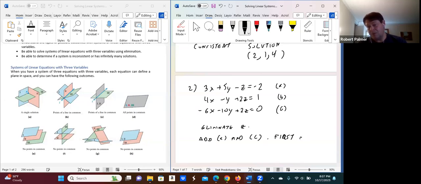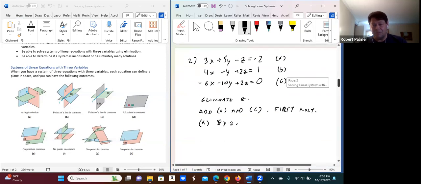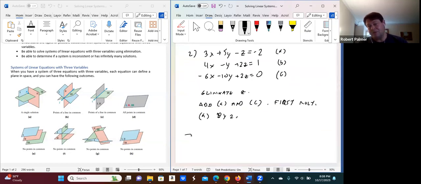First, multiply equation A by 2. Okay, if I multiply this by 2, we have -2z and plus 2z. So that's going to be 6x plus 10y minus 2z is equal to -4. All right, I just multiplied equation A by 2. Now, let's put down equation C: -6x minus 10y plus 2z is equal to 0.